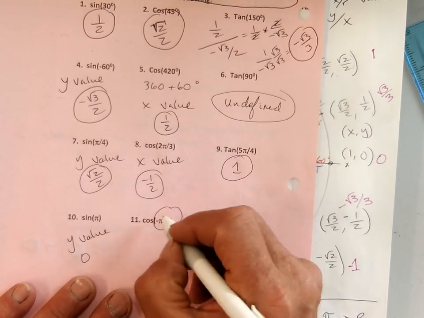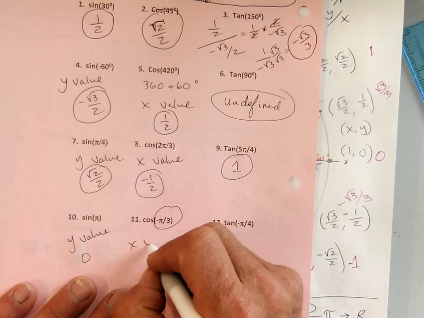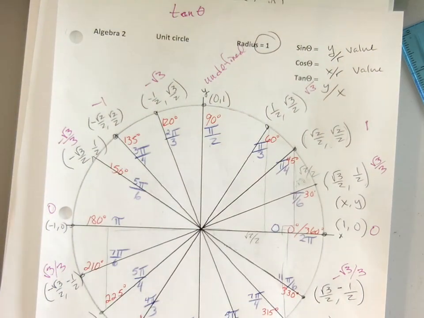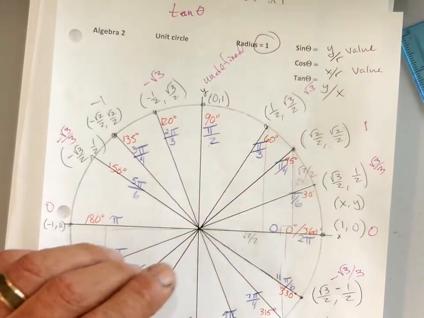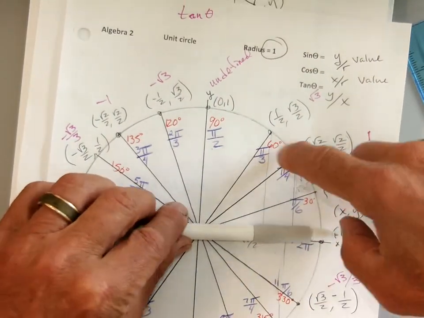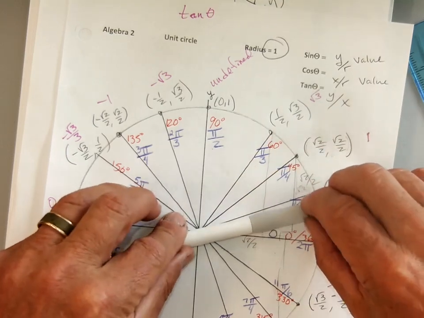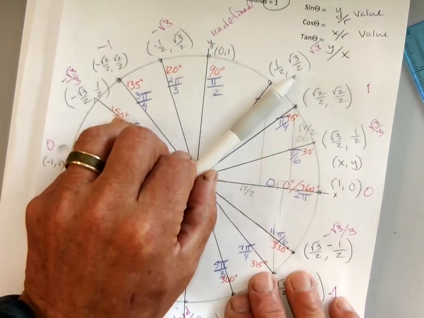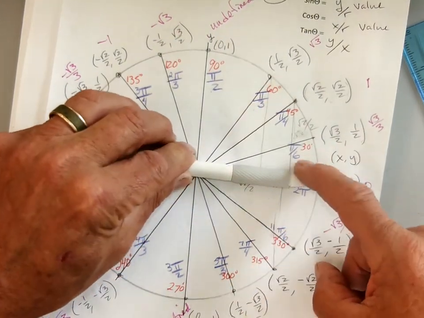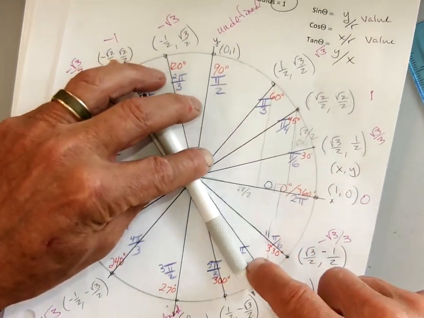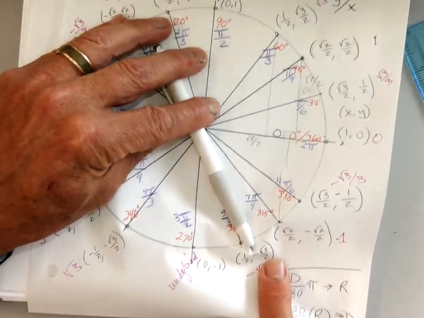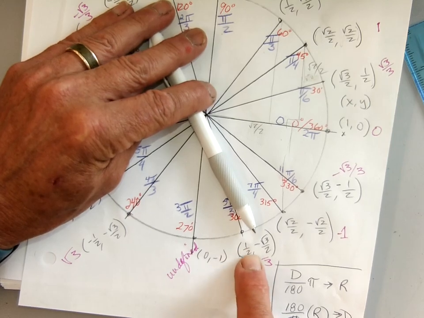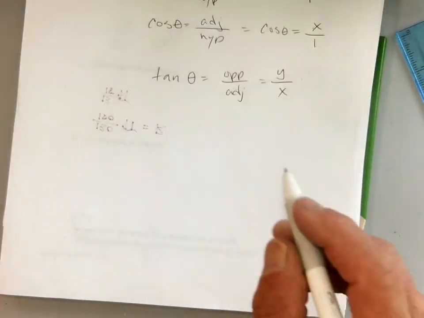Okay, now we're going to have to go backwards. Cosine's an x value, but to get a negative angle, I've got to go backwards. So let's see. Pi thirds. Okay, watch very, very carefully. Pi thirds is right there, right? So if I rotate to pi thirds, that's a positive pi thirds. But I want to rotate negative, so I rotate the same amount to right there. Now, I want the x value because I'm doing cosine, so the answer has to be 1/2.